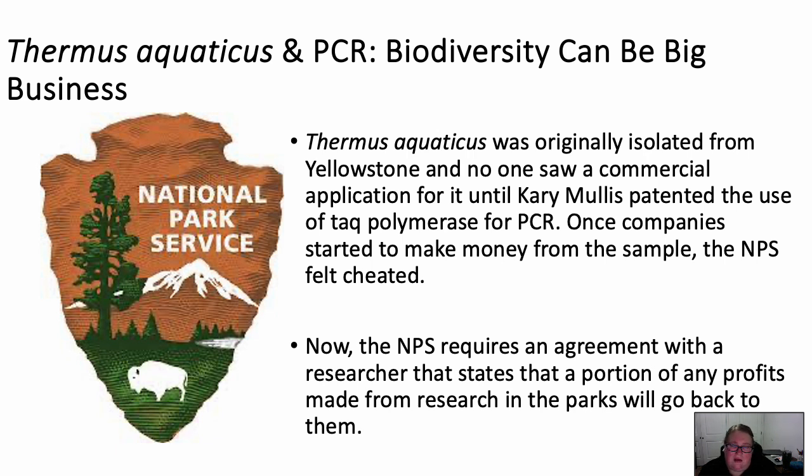But when Thomas Brock first isolated Thermus aquaticus, discovered it in Yellowstone and studied it, there wasn't any way they could think that there would be a commercial application for it, because Thomas Brock was just studying it to learn more and gain knowledge. No commercial application was seen at the time. So when Kary Mullis patented Taq polymerase as used for PCR and started to make all this money, he didn't have to give any to the National Park Service because there was no agreement in place. It was a big to-do.